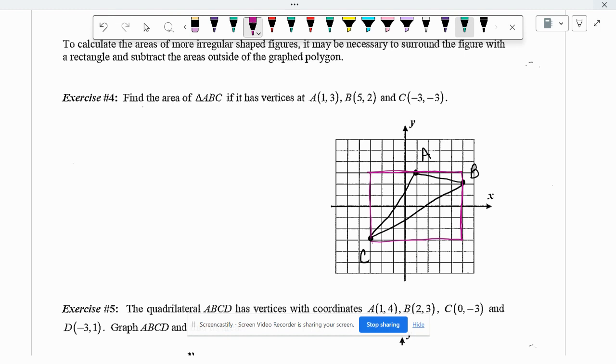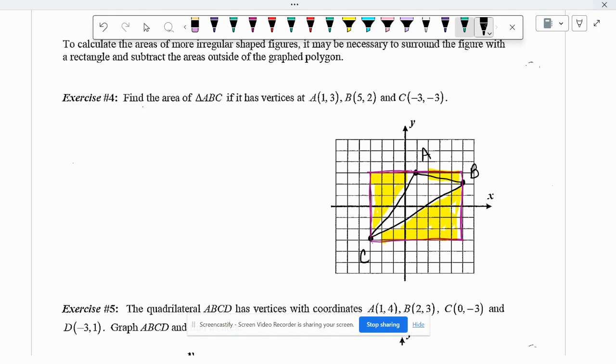So I'm going to encompass the whole shape in a rectangle, and we're going to subtract out the highlighted areas that are really not part of this triangle. But we're going to be able to calculate those areas quickly because they are horizontal and vertical lines, meaning they're perpendicular. So we have an area of the base and the height.